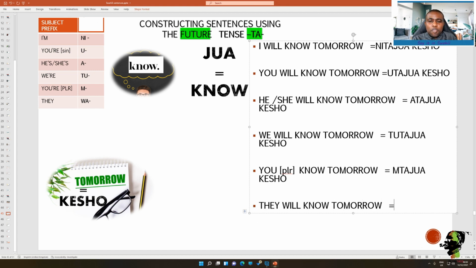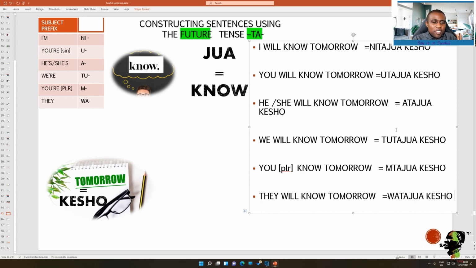What about they will know tomorrow? Can't wait to hear how you put that together. I know that is easy. Watajua kesho. Asante sana. Very important to know how to construct those sentences in Kiswahili using your noun tomorrow. Kesho. Tomorrow. Asante sana.